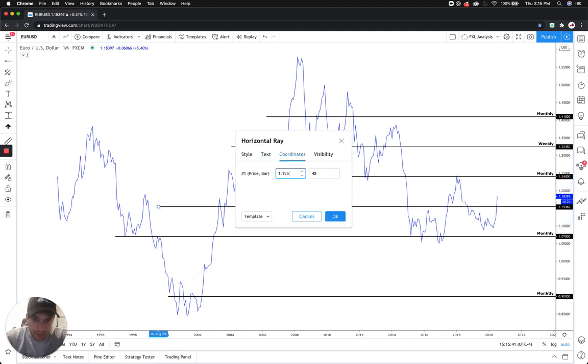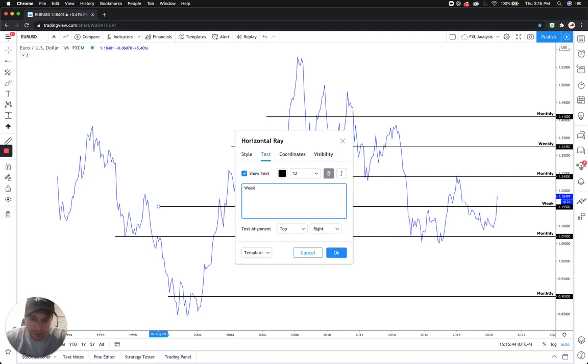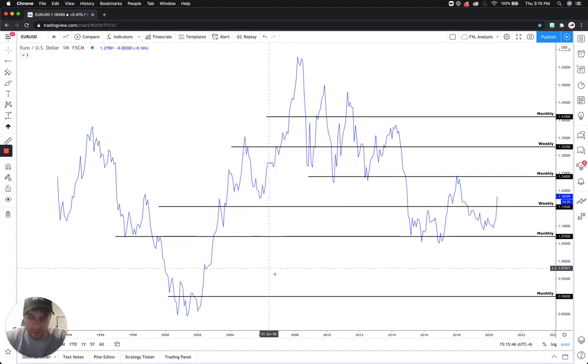All right. So this is going to be 1.41, 0.15 as the weekly. So what I'm doing here is just splitting these levels, and then we're going to check them.